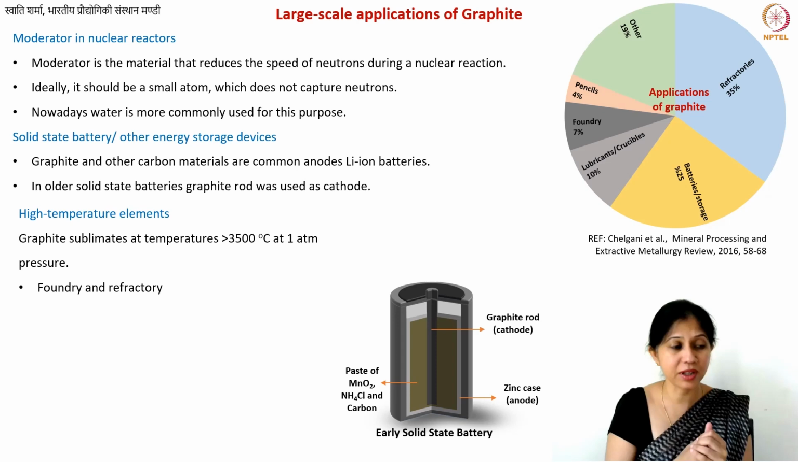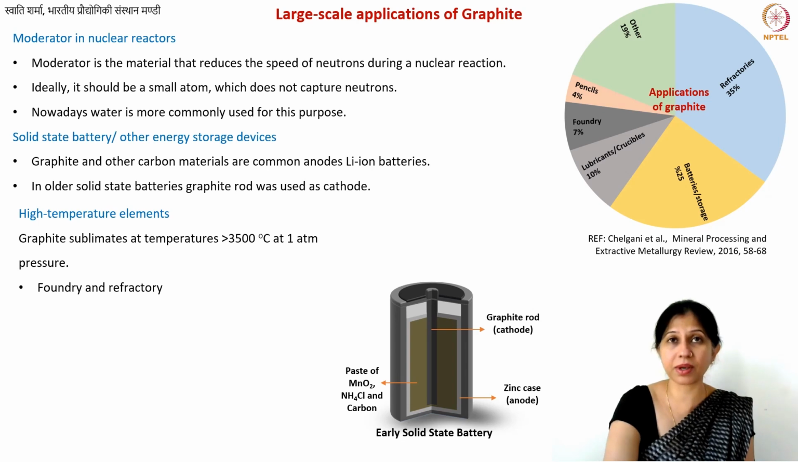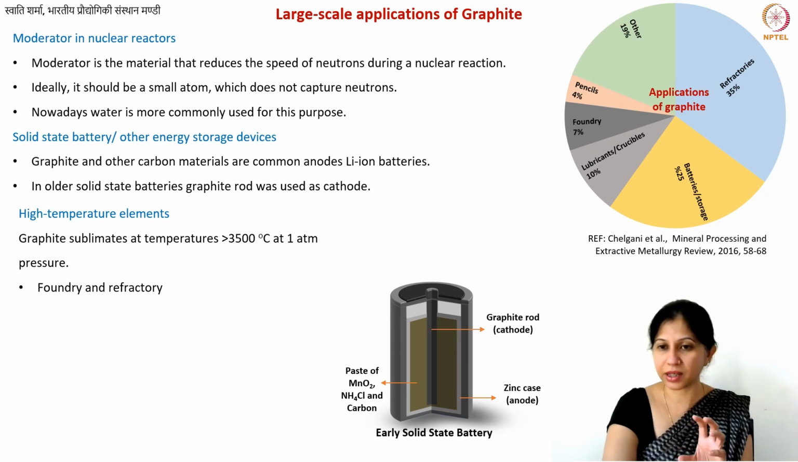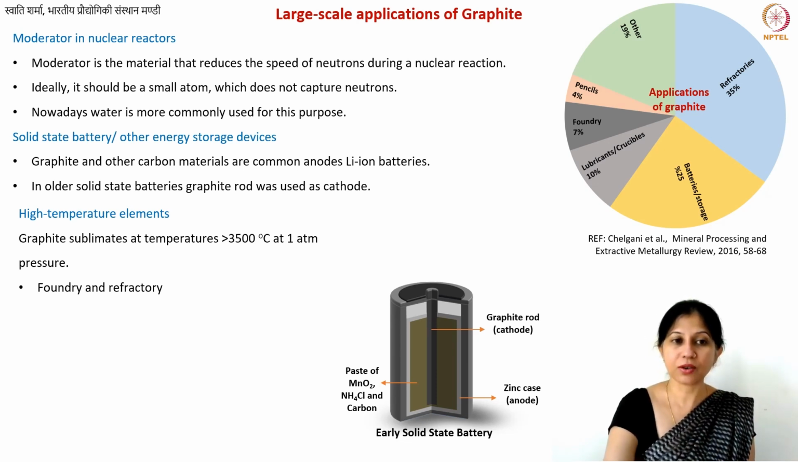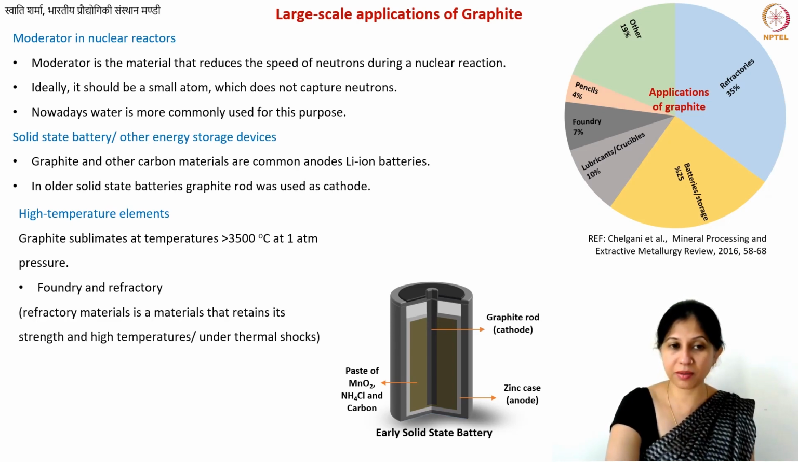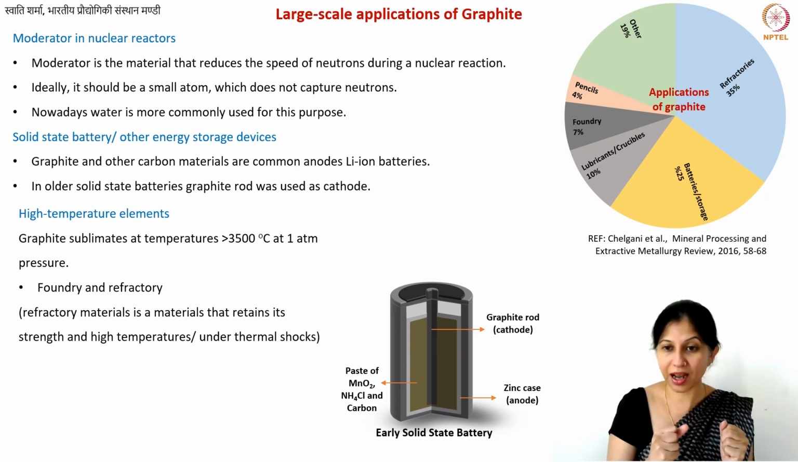Graphite is used for making these kinds of parts. So these are called the high temperature elements, not just for the laboratory furnace, but also other types of furnaces where you process, for example, other minerals. Also sometimes lab crucibles are made of not graphite but graphite-like materials that we will talk about later. We also use this material in foundry as a refractory material. What is a refractory material? Something that can retain its strength at high temperature. So again, the fact that graphite can withstand high temperature is what is used in this foundry industry.